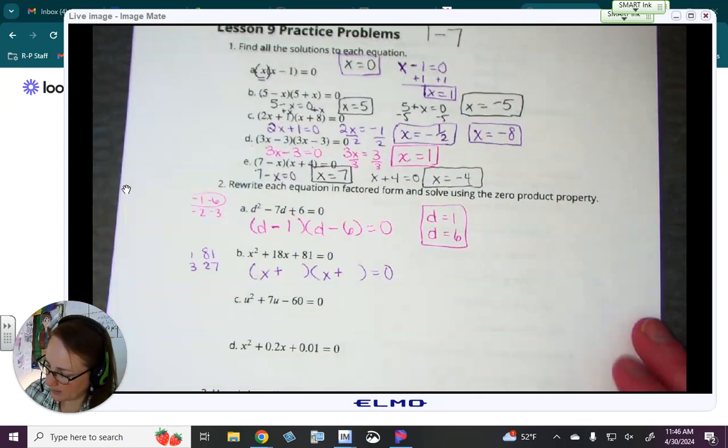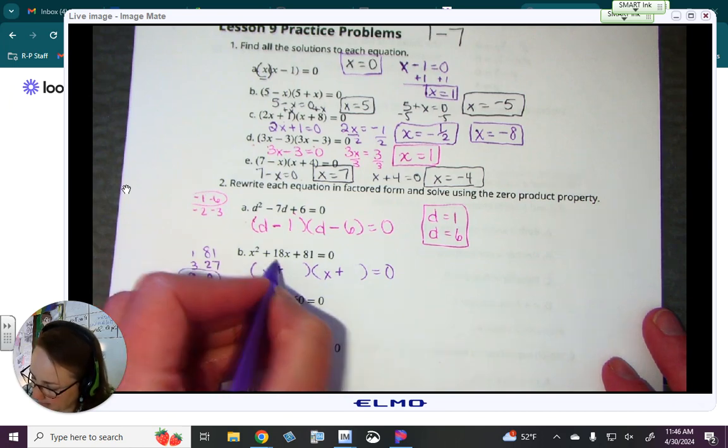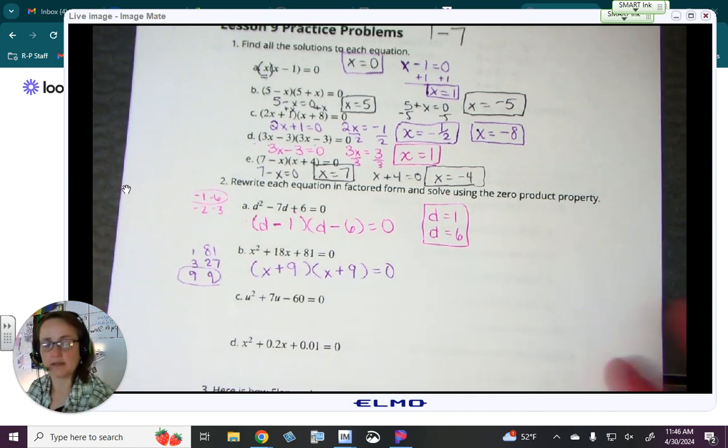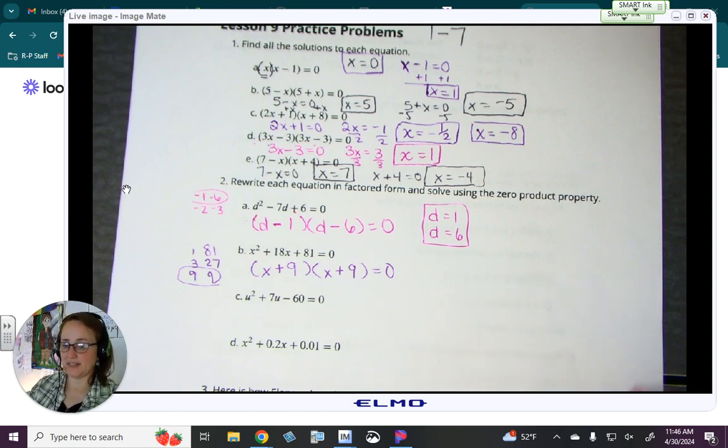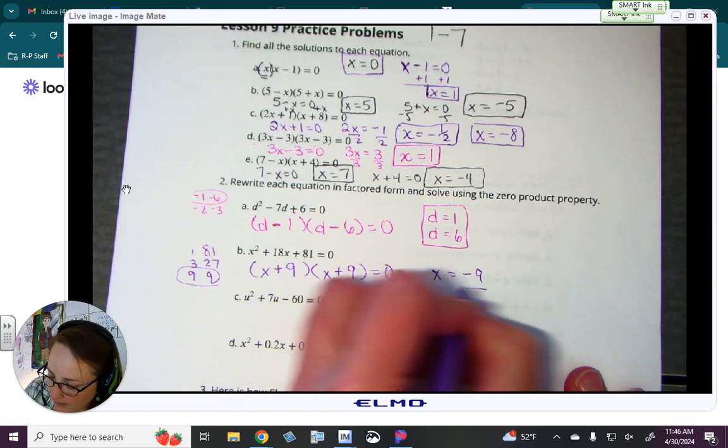All right, so it looks like 9 times 9, and lucky for us, 9 plus 9 is 18. They're the same factor, so we're only going to have one solution. X would be a negative 9.